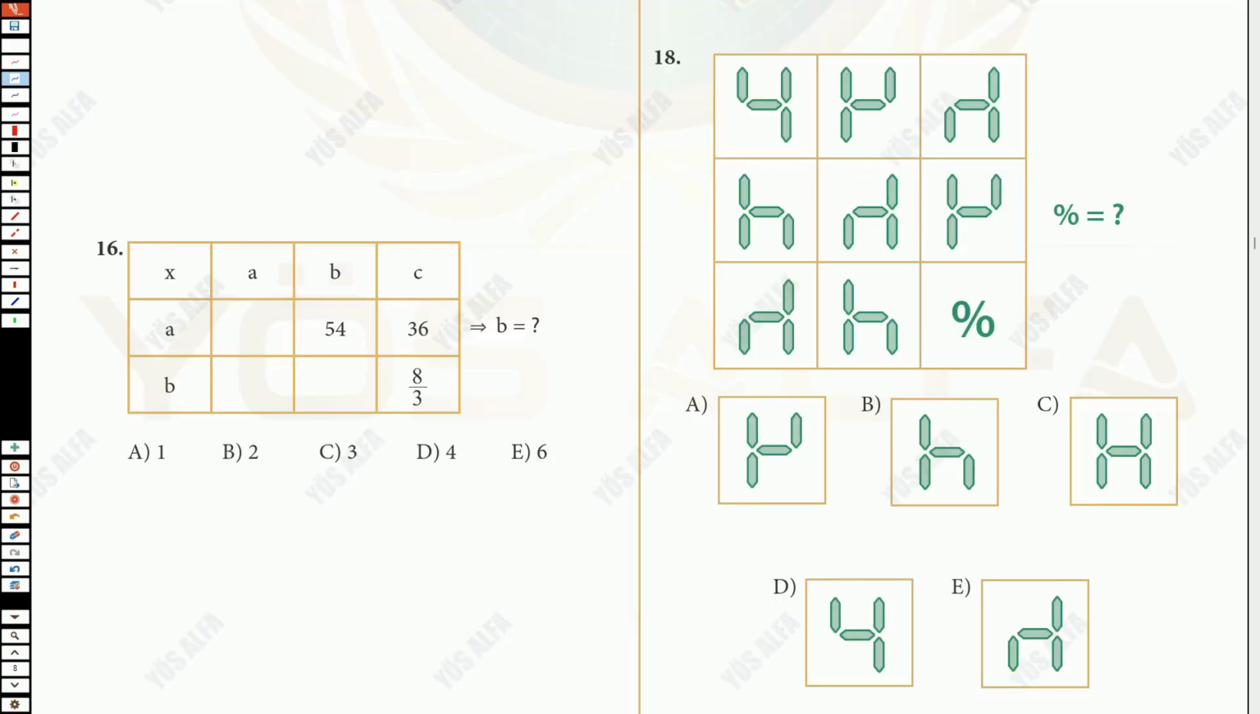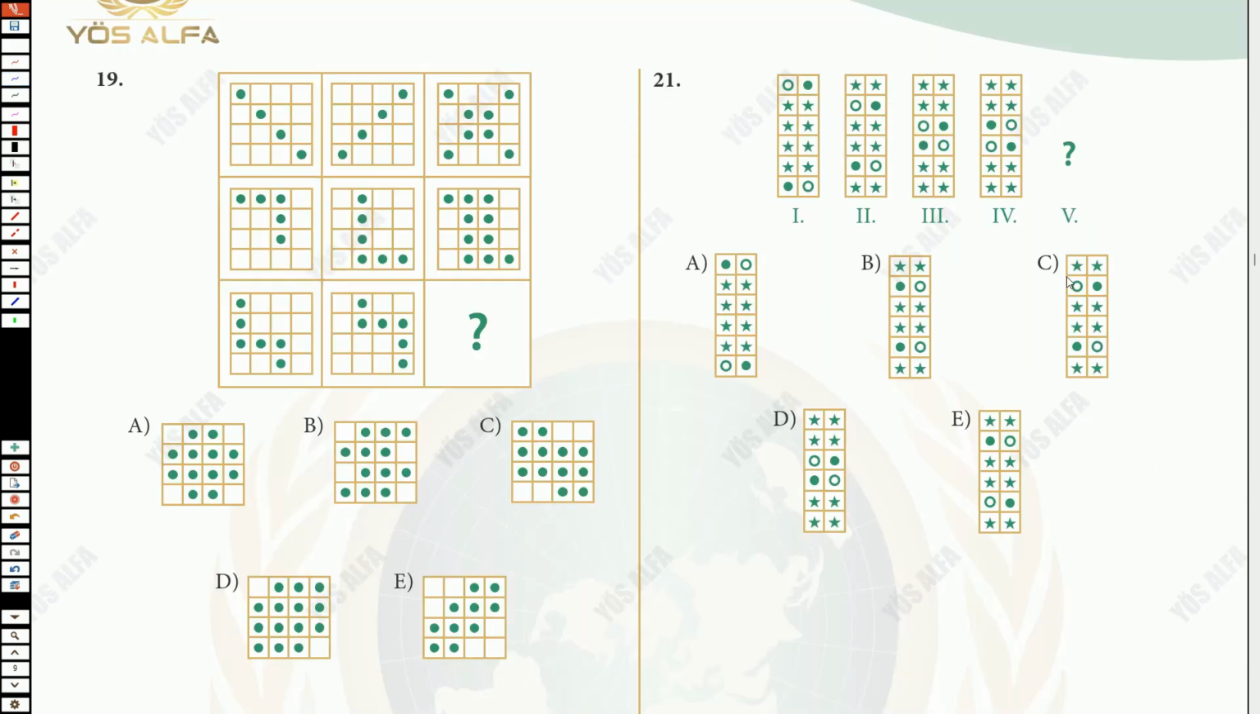Number 18, the figure matrix is given. We need to find a pattern. So going from left to right, this is a reflection about the vertical axis. This is also the reflection about the vertical axis. Going from the second figure to the third one is 180-degree rotation clockwise. So here it's the same. So it's going to be this shape. So the answer is D. Number 19.